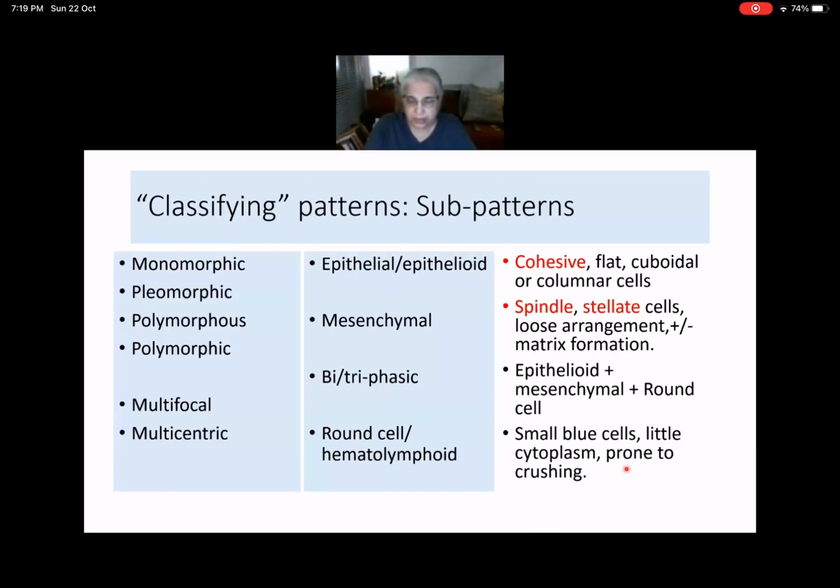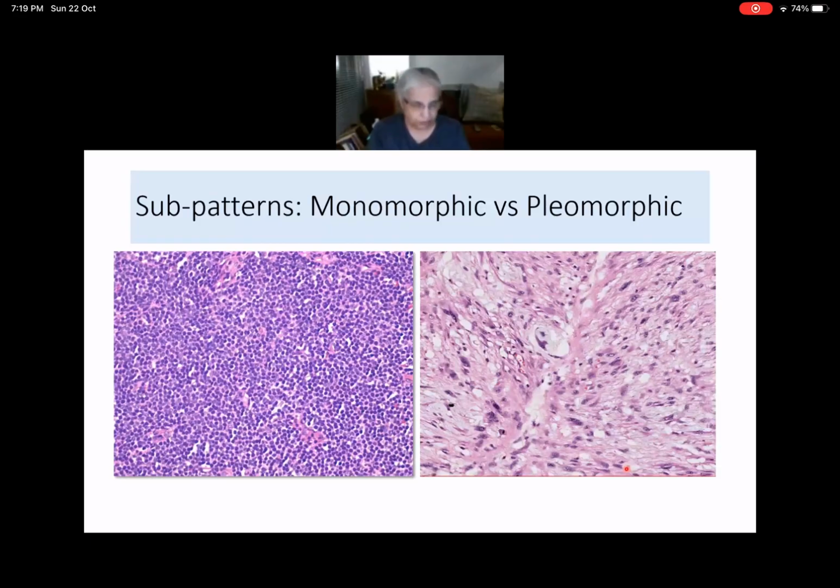Okay, good. Now here, monomorphic versus pleomorphic. Good. There are no prizes for guessing, right?